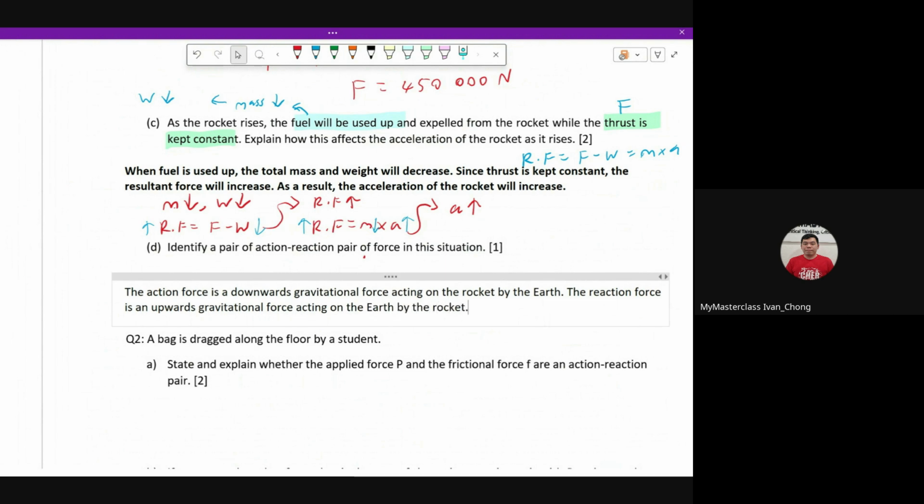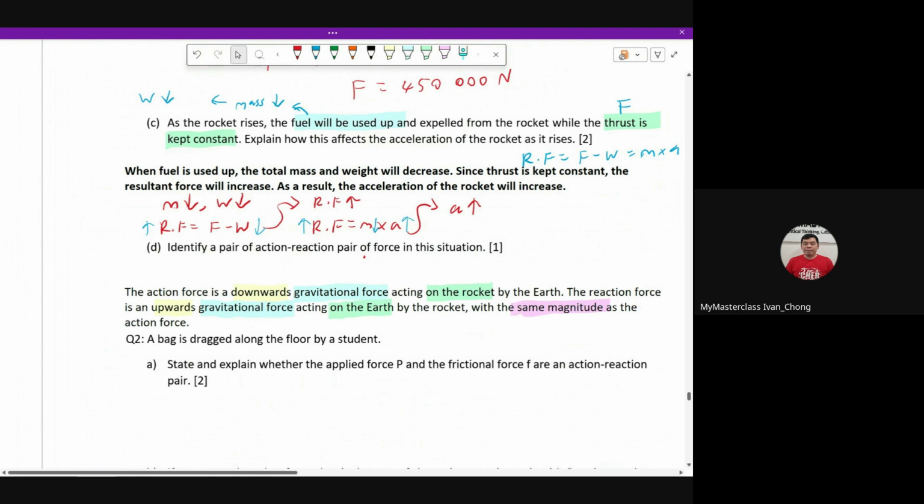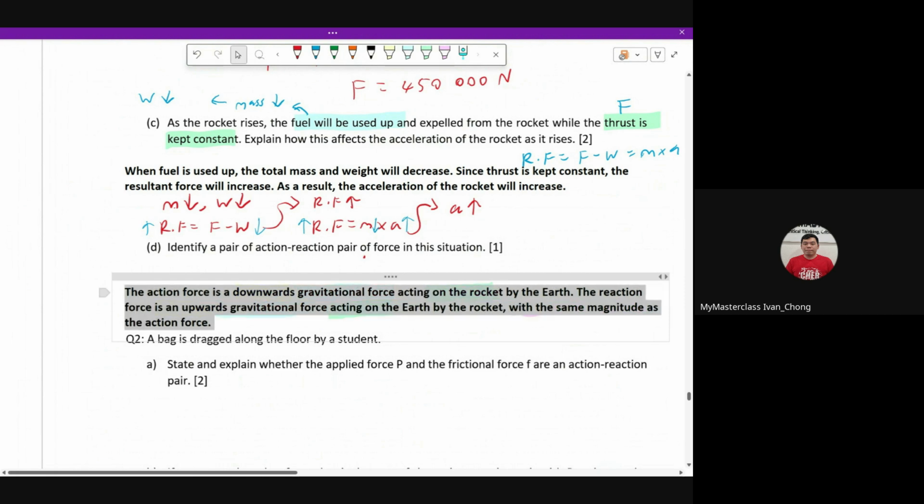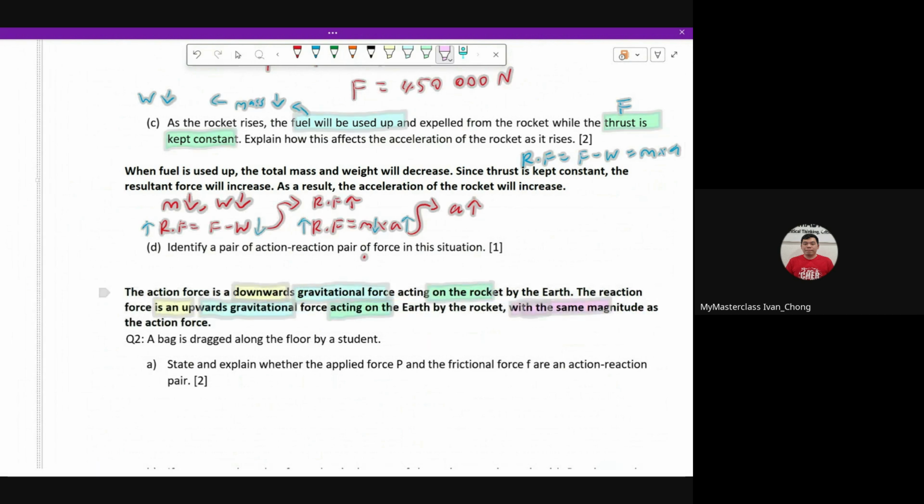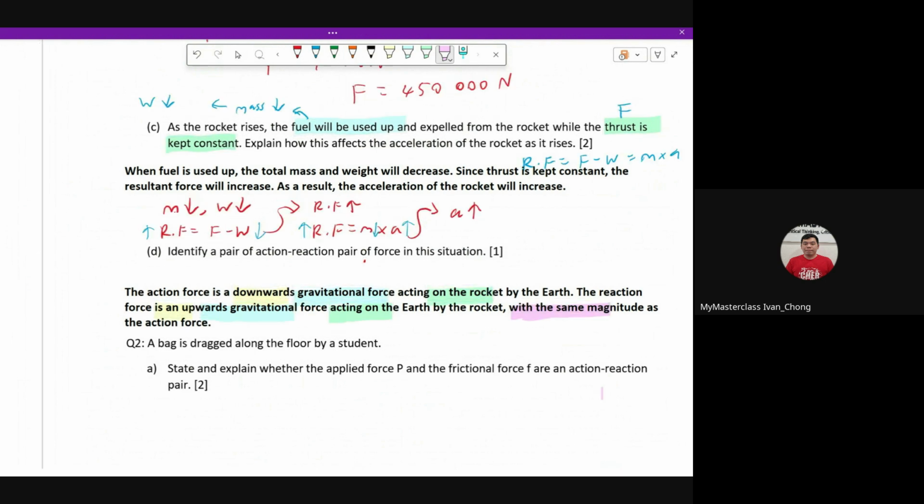And if you notice, this is 1 mark, right? But what you can say is with the same magnitude as the action. Okay, so you can see over here, you have your direction, you have the type of force, you have them acting on different objects, and the last part here is that they have the same magnitude. So because of this, all 4 keywords have actually been mentioned. So you can see this is actually a very clear way to phrase all your answers properly. You all see that? So just be careful.